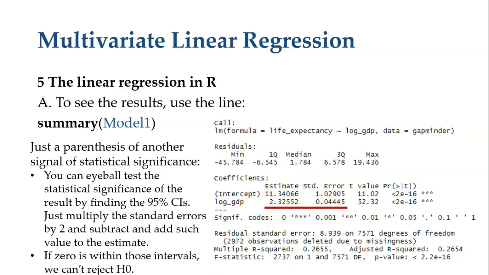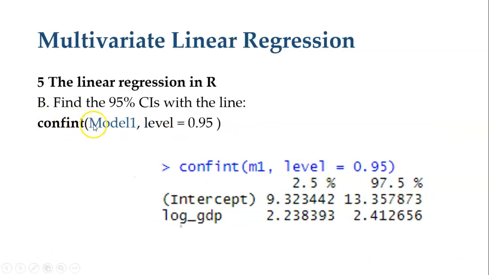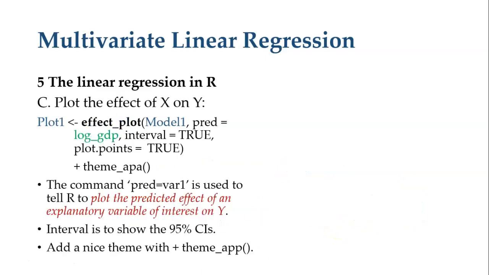But sometimes you have many variables, or you cannot easily estimate this, or you don't have time to estimate it with your calculator or something like that. So you have a function, the confidence function, that helps you to estimate the confidence intervals. You need to write here the level. It could be 90, but in this case it's 95, which is the standard. So you can see here that the confidence intervals are above 0, which is great.